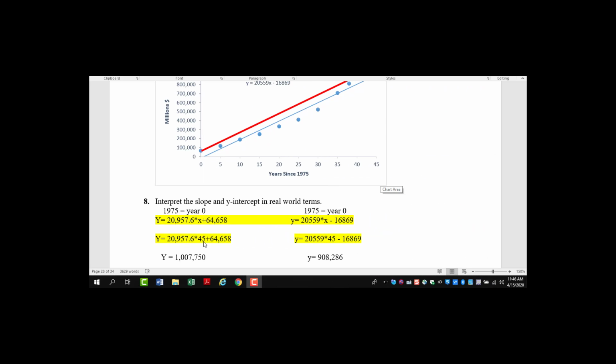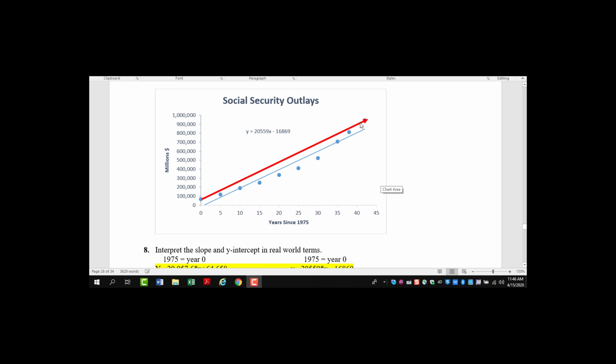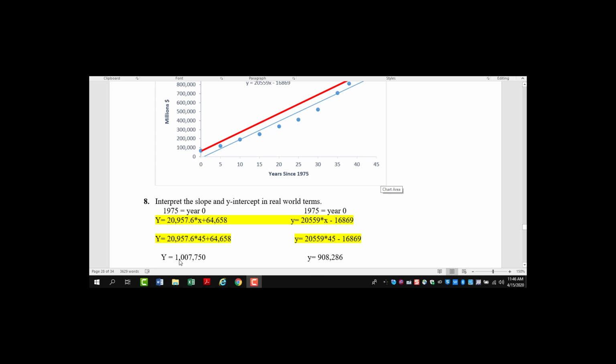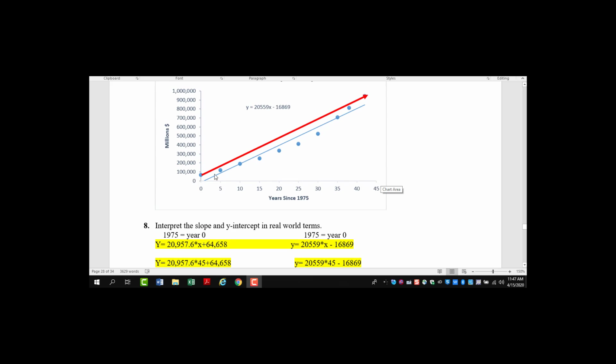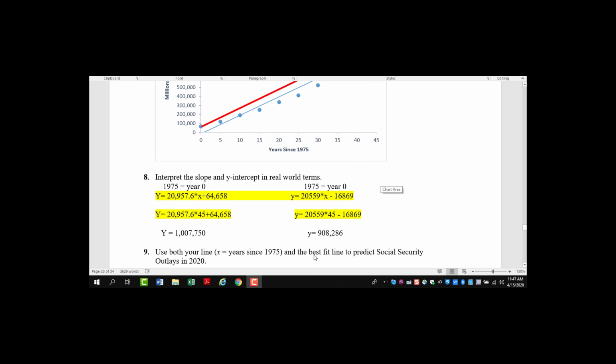Okay, so we put the 45 in for X, which is years since 1975. For our model, which used the first and last data point, we get a projection of 1,007,750 millions, which would be just over $1 trillion. And for the model that Excel generated, the line of best fit, the blue line, we got 908,000 millions, which is just 0.9 trillion.